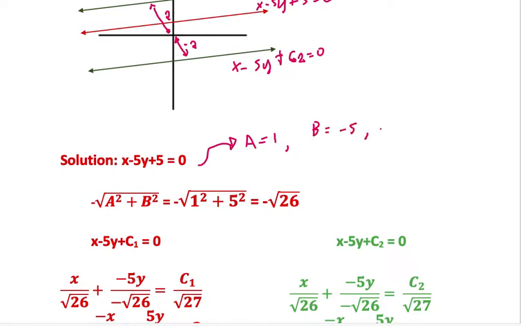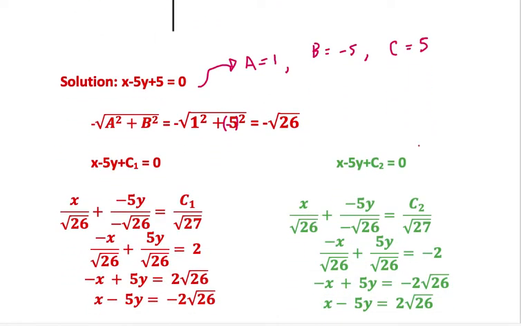Then, of course, C pala. C is 5. Okay. So, since b is negative, we are going to use negative square root of a squared plus b squared. So, just replace the assigned value. A is 1, then b is negative 5. So, it should be negative 5 here. So, that is negative 5 squared. Okay. 1 squared is 1. Negative 5 squared is 25. So, 1 plus 25, that is 26. So, we have negative square root of 26. So, that will be the denominator, okay, of our reduced form.